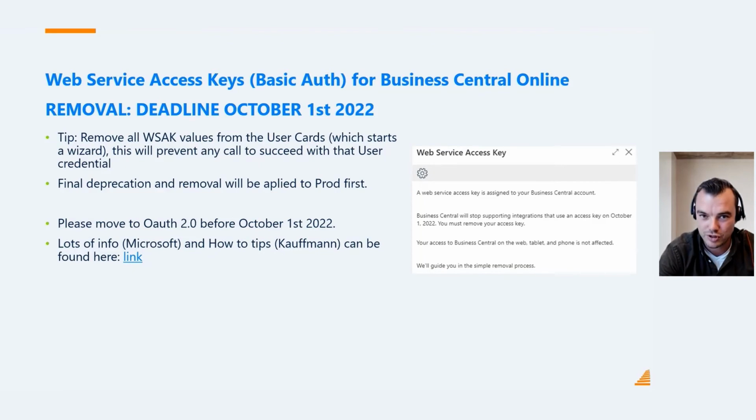It doesn't matter on which version of Business Central SaaS you are, because we're talking about Business Central SaaS. So please move to OAuth 2.0 before October 1st. A few days more than a week, you still have to make some changes. There's lots of information available from Microsoft, also some very specific and concrete how-to tips by Arjan Kaufman, which can be found in the link included in this slide deck. So it will be shared with you afterwards.